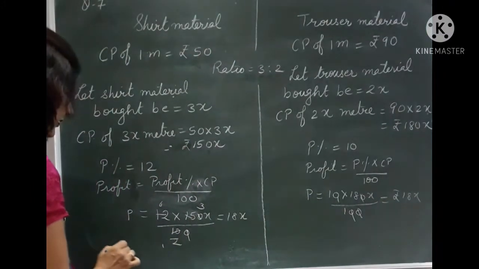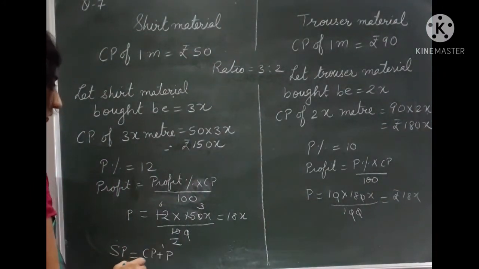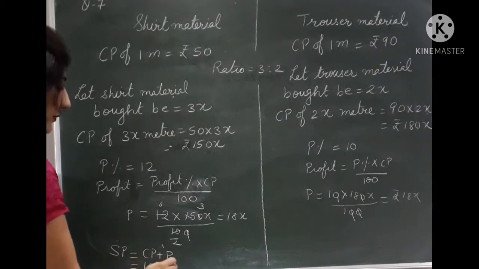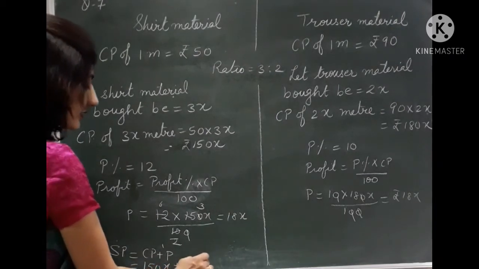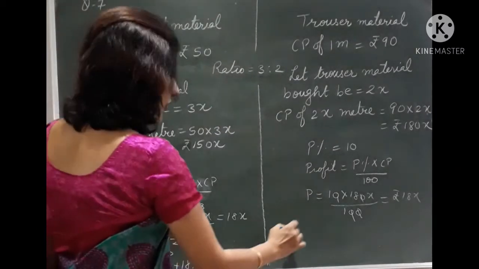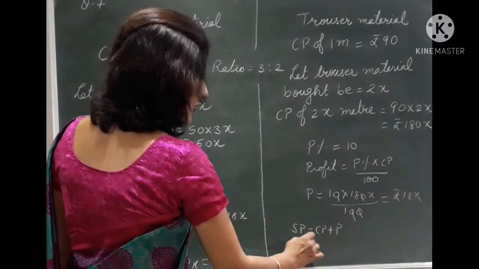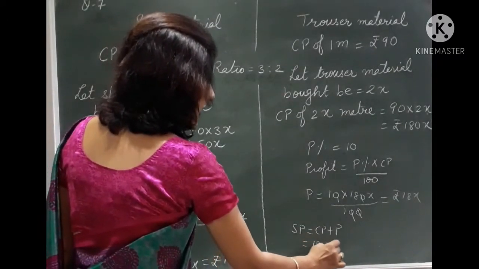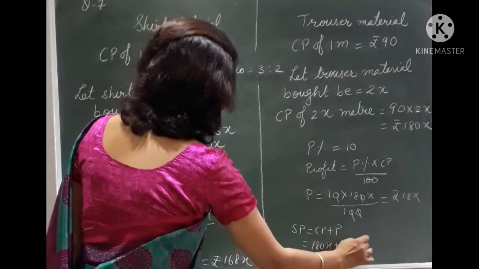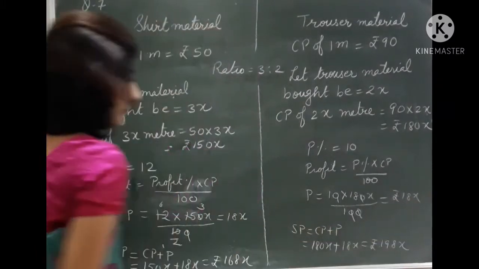Now if I find here the selling price, it is cost price plus profit. Cost price is 150x and profit we calculated 18x, that is rupees 168x. And here if I find the selling price, it is cost price plus profit. The cost price is 180x and the profit is 18x, that is equal to rupees 198x.